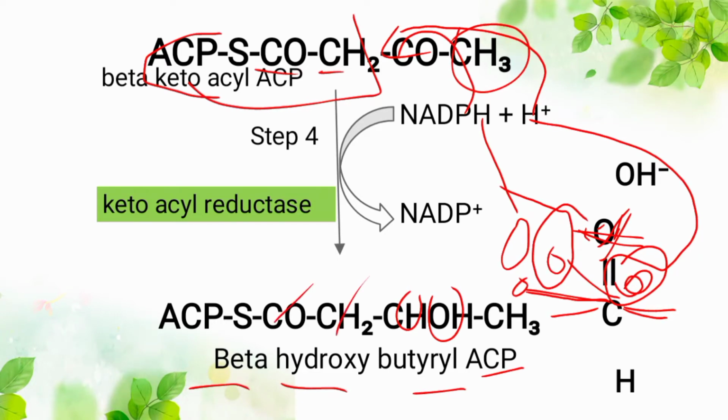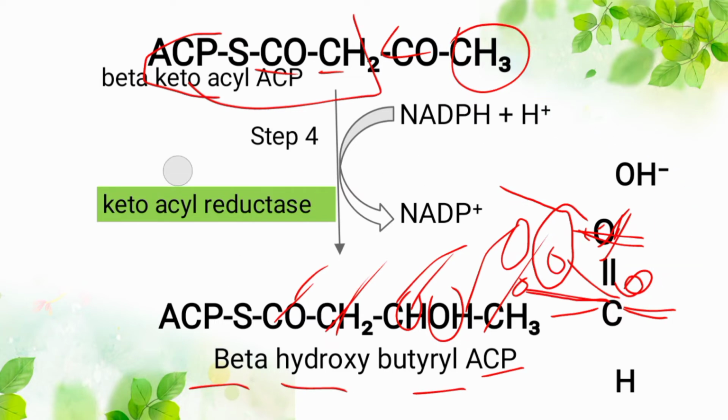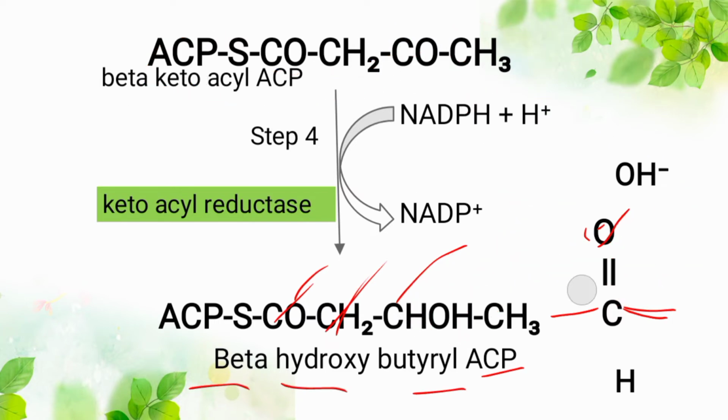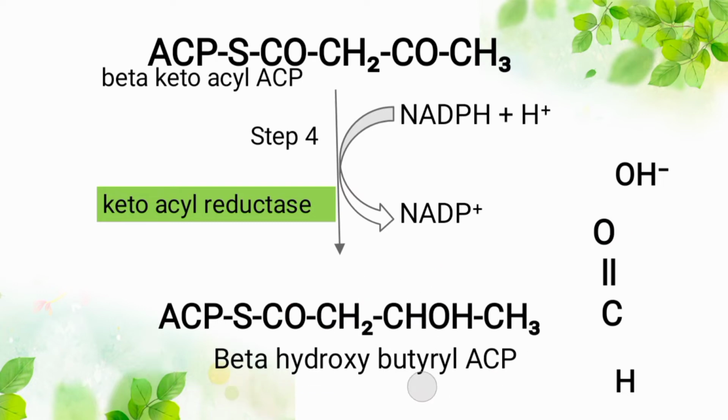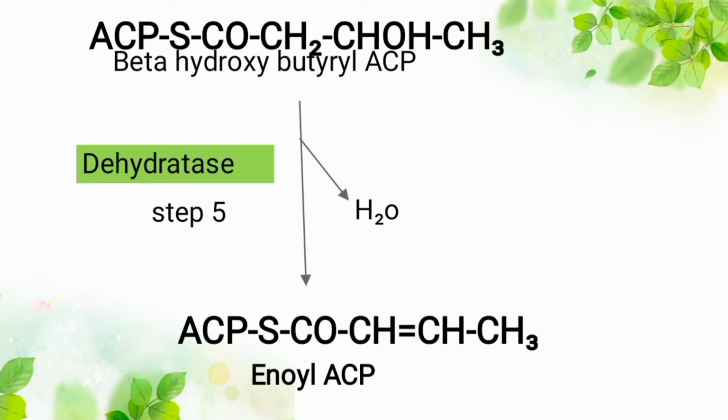Butyryl, 1, 2, 3, 4. Four carbon. So you have butyryl ACP, beta hydroxybutyryl ACP. So that's how the ketoacyl reductase performs its function. So we'll move to the next step. This is step 4. So we move to step 5.